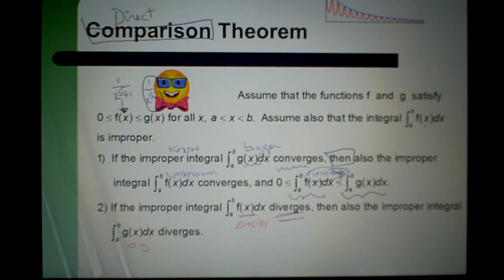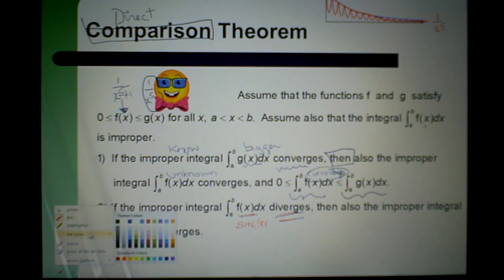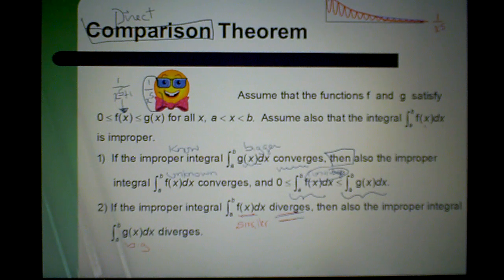Let's pretend, as I said before, this one is 1 over x to the 5th. It's the p-series and I know it converges. Then 1 over x to the 5th plus 1, which lies underneath of it, that integral will converge as well, because it's like 1 over x to the 5th collapses on it.